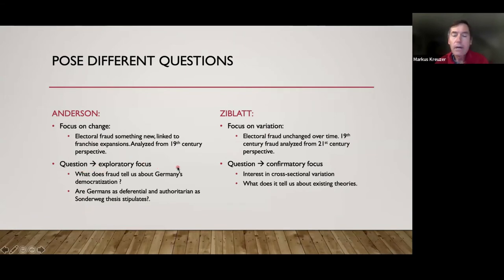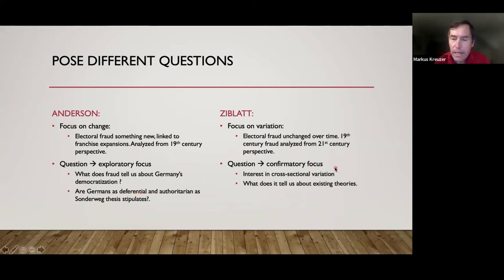The question by Anderson is much more exploratory. So she's trying to figure out, what does electoral fraud tell us about Germany's democratization? And the answer that she comes up with is that electoral fraud was not so much a dysfunction of democracy, but a sign of an emerging democratic culture. Because for her, the focus is on how German everyday subjects are challenging the electoral frauds by the aristocrats, by factory owners, and thereby carving out a political space. So if you think of the cartoon, they're mocking the incumbent elites, and therefore it becomes a sign for Germany's changing, more democratic political culture.